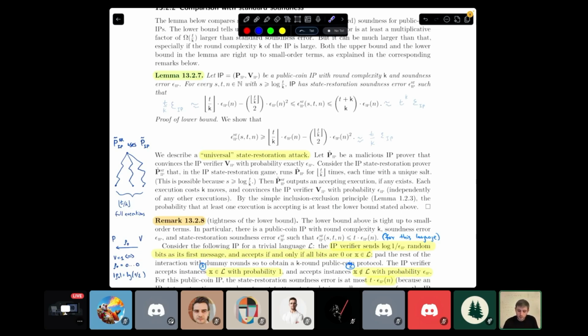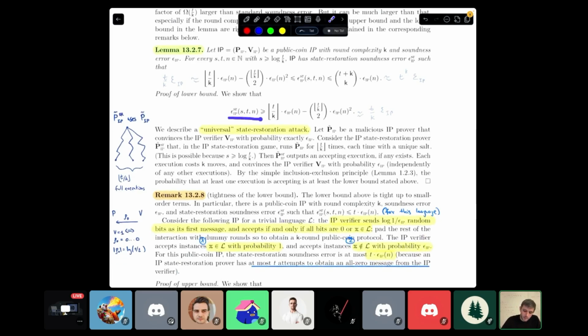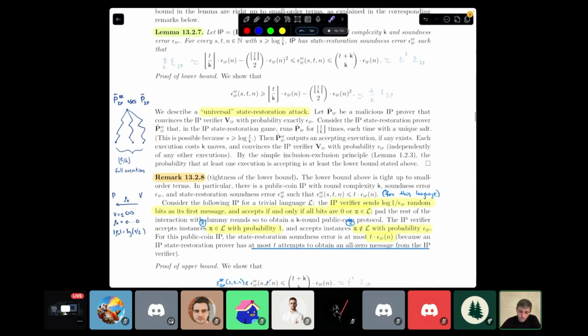And for that, I want to emphasize this proof technique. We won't be able to go through all of the proofs in this chapter, but mostly when you want to do this kind of proof, you're going to try to construct one prover using the other prover. Okay, so for the lower bound, we now want to say that the state restoration soundness error is lower bounded by something that is roughly t over k times the original IP soundness.